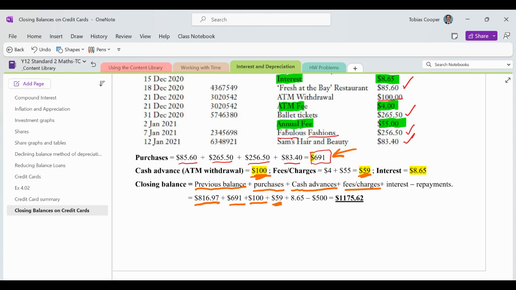Interest, okay, we're going to add the interest. Interest is $8.65, which is there. Then minus any repayments. Okay, here's the repayments, minus repayments. You made $500 of repayments. So we've got the same answer there.